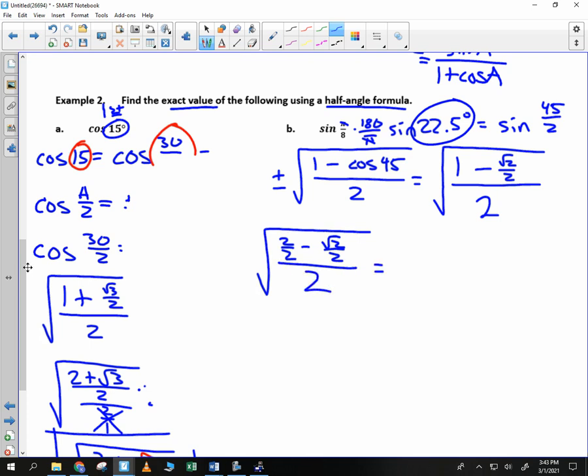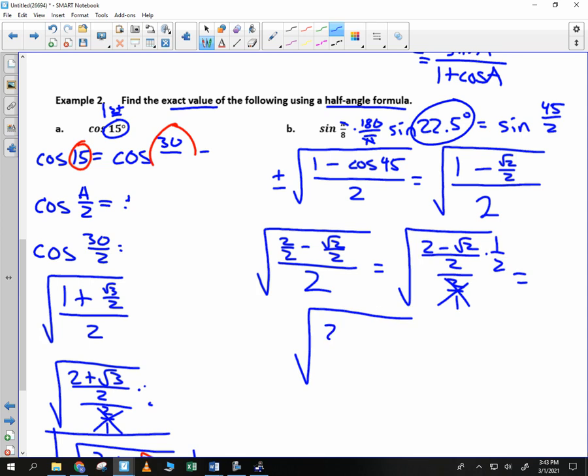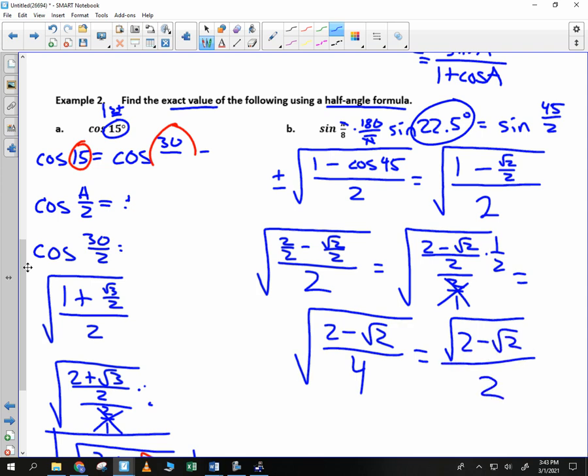That's going to be the square root of 2 minus the root of 2 over 2, over 2 over 1. Multiply by the reciprocal, and I get the square root of 2 minus the root of 2 all over 4. Square root of the top, I get the root of 2 minus the root of 2. On the bottom, the square root of 4 is just going to give me 2. And that's what you have.